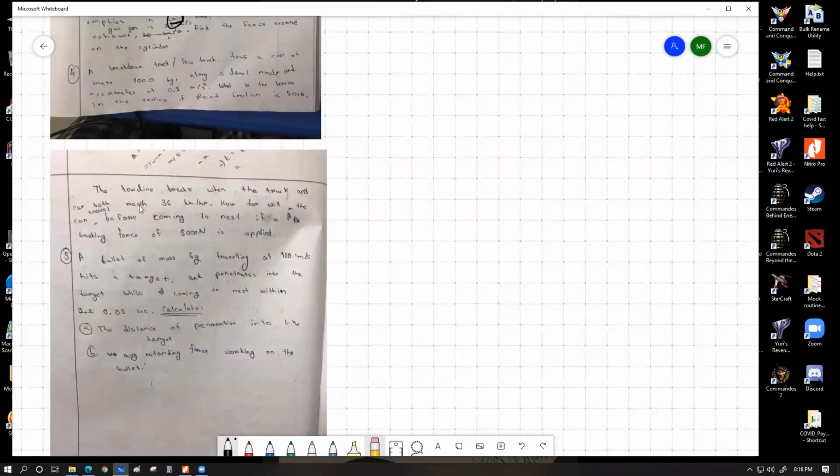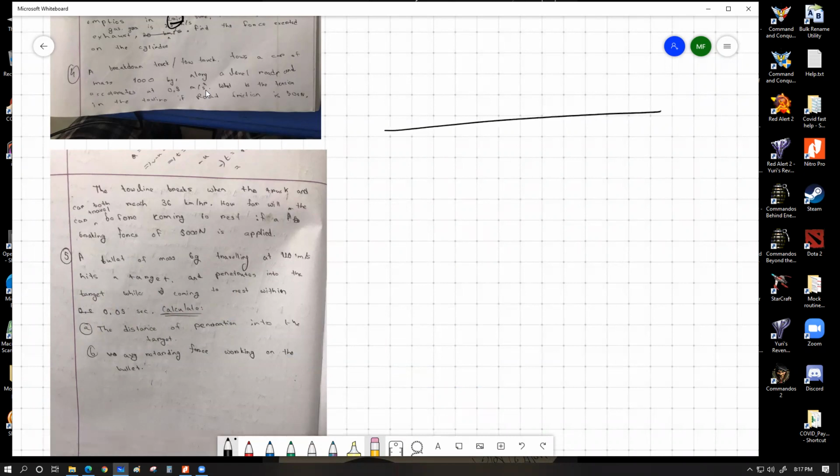So let's have a look. The question says, a breakdown truck or tow truck tows a car of mass 1000 kg along a level road and accelerates at 0.5 meter per second squared. Try to understand. Let me just try and draw this scenario for you.